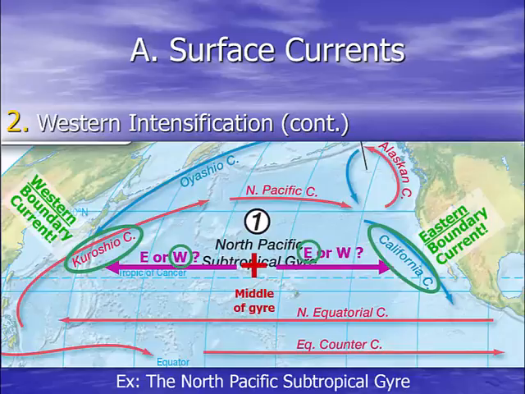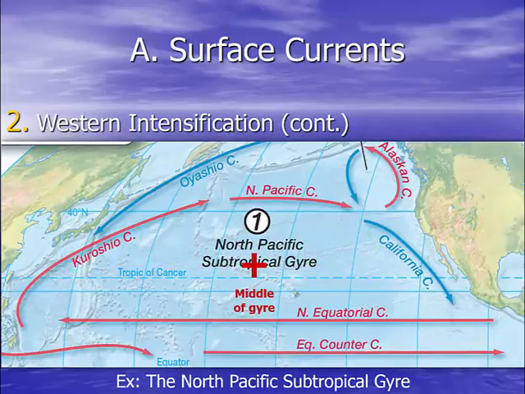So just a little bit about geography, and I think this is where a lot of students get confused. Is it eastern or western? Look at just the ocean basin, not the land. Okay, so let's get rid of those annotations. And here's our same middle of the gyre here.